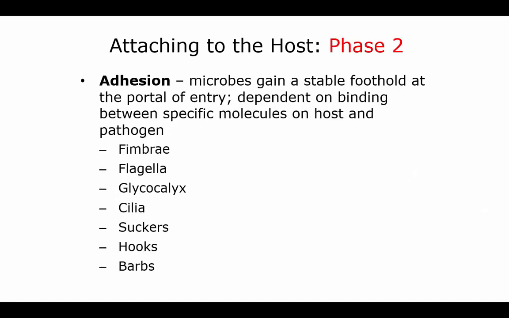Okay, step 2, attachment. Does the microbe have something that helps it adhere to the host? You've got to think about things like, does it have fimbriae, those little hair-like structures that help it stick? Does it have a flagella? Does it have an ability to swim? Does it possess a glycocalyx on the outside as an anti-phagocytosis protection mechanism? Does it have cilia? Does it have hooks, suckers, barbs? Does it have something that helps it stick or attach to the host?